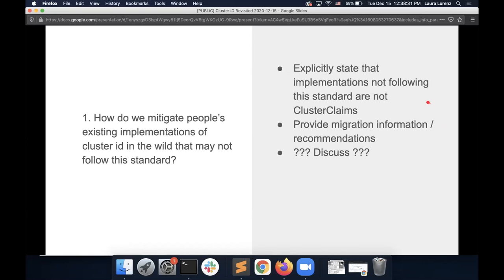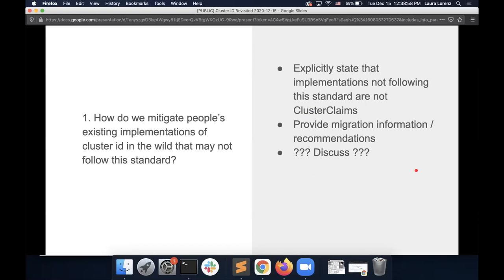I guess I want to hear if this is something we think we need to spend time on: how much we should put in at this point, how much room we should really make for other existing implementations versus focusing on getting people to migrate, or maybe just explicitly stating that if you're not doing this standard, then you're not this thing that the standard says it is. You know what I'm saying?